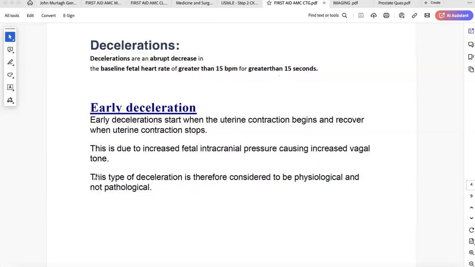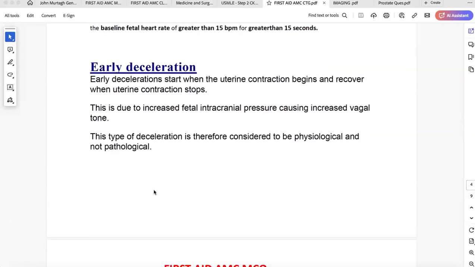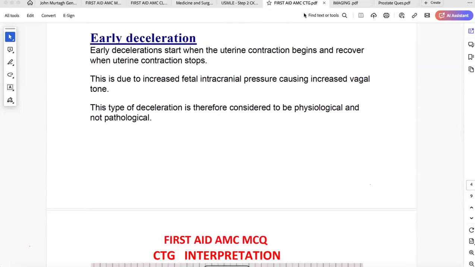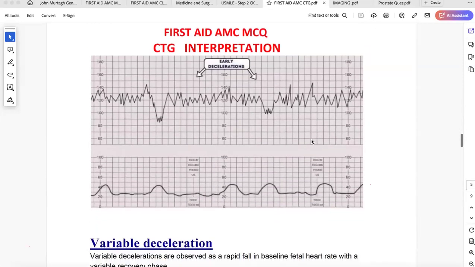So what is early deceleration? Early deceleration happens when a uterine contraction happens, which will definitely put more pressure on the fetal head. So fetal intracranial pressure will be increased, which will cause increased vagus nerve stimulation, and vagus nerve stimulation will cause a bit of heart rate drop or bradycardia, which is normal and physiological. So early deceleration will start when uterine contraction begins and recover when uterine contraction stops.